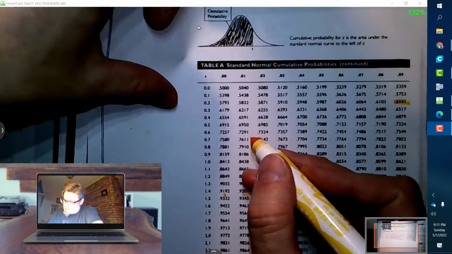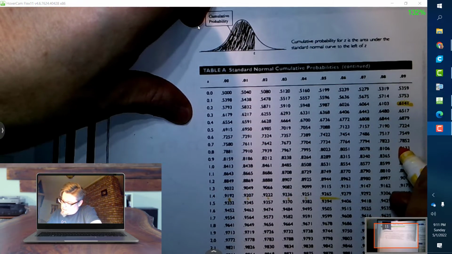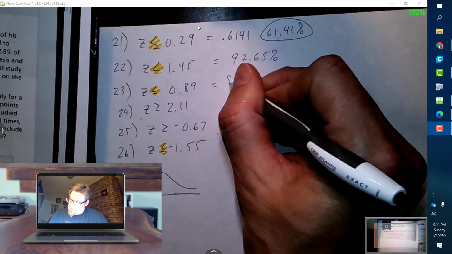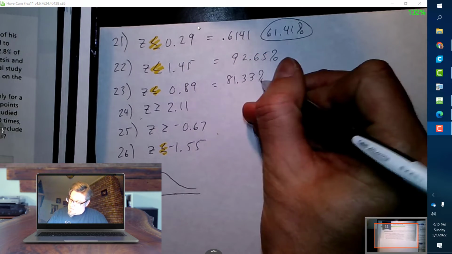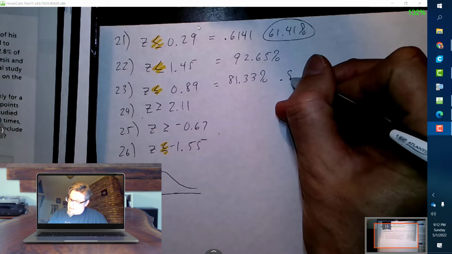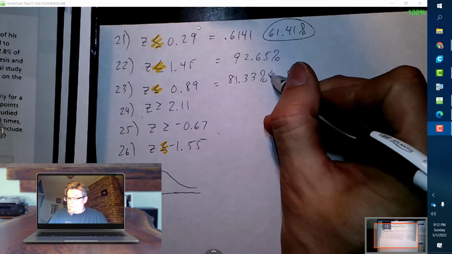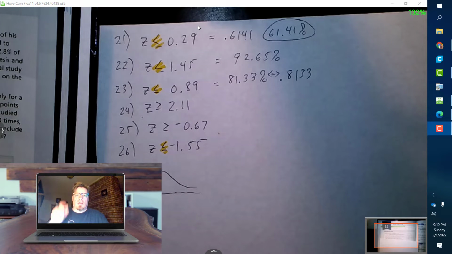0.89. 0.89 is actually right here. That's 0.8133. Okay, now if you left just 0.8133, that is actually the same. These are the same thing. Okay, they are equivalent.